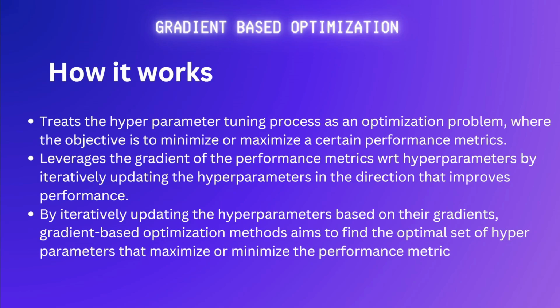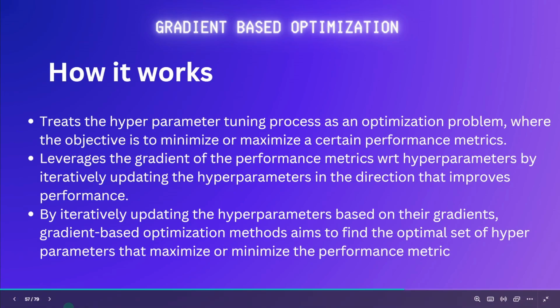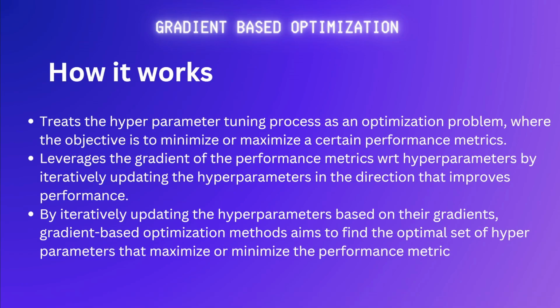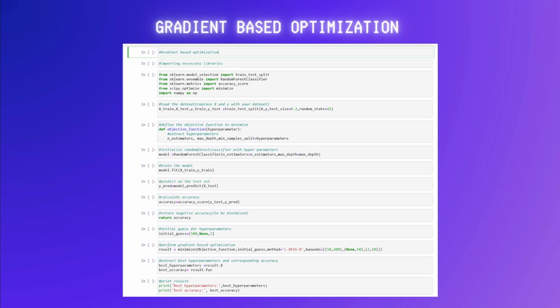And in this, the objective is to minimize or maximize a certain performance metric. So it leverages the gradients of the performance metric with respect to the hyperparameters to iteratively update the hyperparameters in the direction that improves the performance of the model. So by iteratively updating these hyperparameters based on their gradients, the gradient based optimization method aims to find the optimal set of hyperparameters that maximize or minimize the performance metric. Now let's see the practical demonstration of this gradient based optimization.